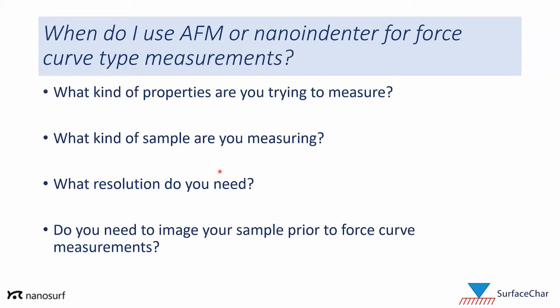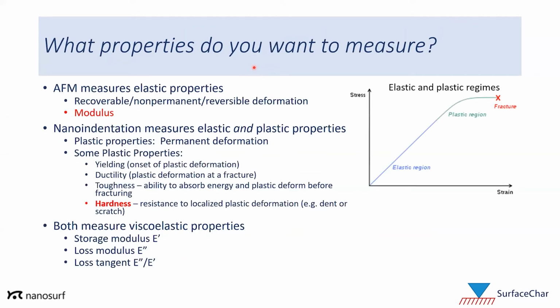Okay, so now that we have a bit of a background on what the measurement is, now the question is, when would I use AFM or nanoindenter for these force curve type measurements? And I like to boil it down into four considerations. And we're going to go through each one of them step by step. First, what kind of properties are you trying to measure? Second, what kind of sample are you measuring? Third, what resolution do you require? And finally, do you need to image your sample prior to force curve measurements? All right, so we're going to start with the first question. What kind of properties do you want to measure?